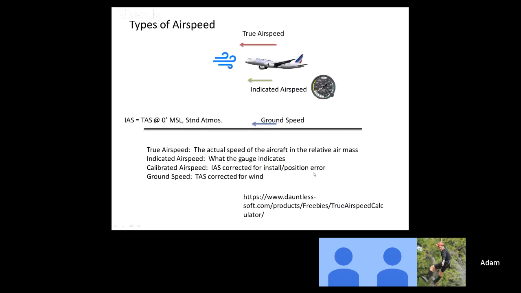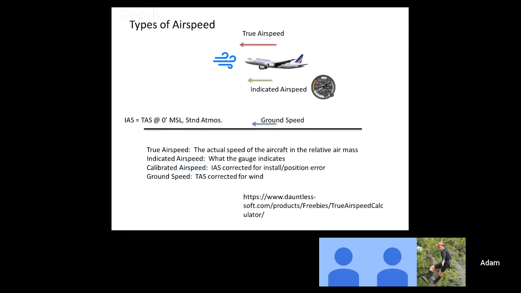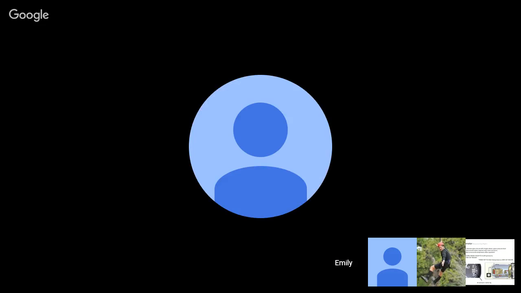And calibrated airspeed is not indicated anywhere. Hate to say it, but you'll probably never use calibrated airspeed, but it is one of the airspeeds that the FAA expects you to understand and be able to define. Okay, before we leave airspeed, any other questions on the airspeed material? Will true airspeed always be higher than indicated airspeed?